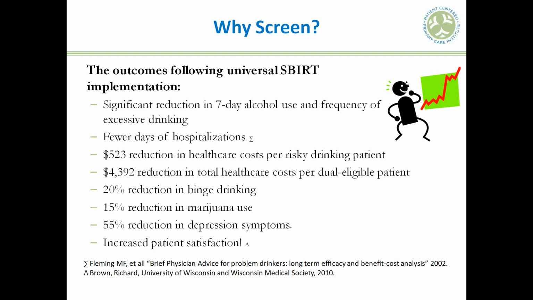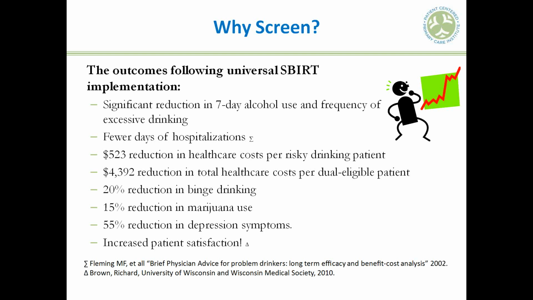We can see here that after a universal, so meaning every adult patient, SBIRT implementation, clinics see a significant reduction in 7-day alcohol use and the frequency of excessive drinking. We'll talk about the guidelines for low-use drinking, or low-risk drinking, that include the use guidelines for a week and how many in one sitting.